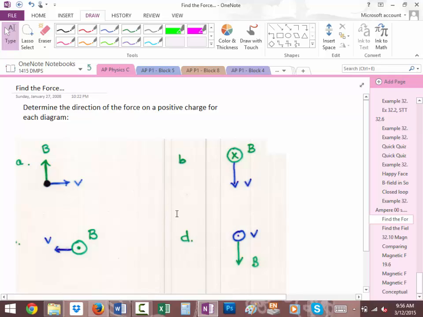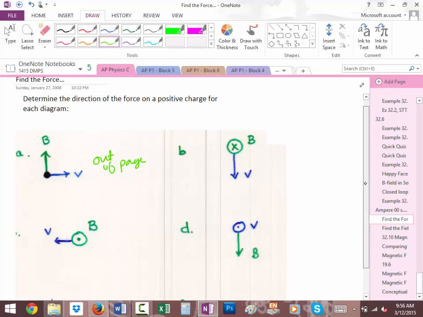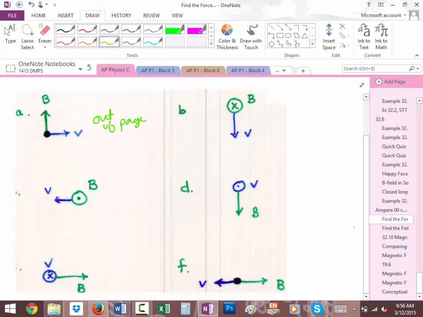So the velocity goes in that direction. The B field goes up. So which way is the force going to go? Out of the page. Is that okay? So it's going to feel a force going that way. So I'm going to say out of the page. I'm going to give you the rest of these. There are 5 more for you to work on. So the X's are going into, the dots are going out of. So go ahead and go through those 5, and then we'll discuss them.